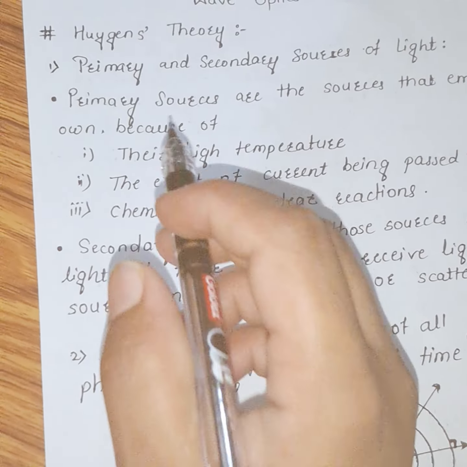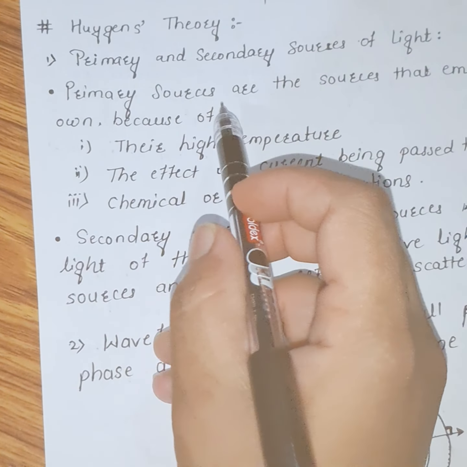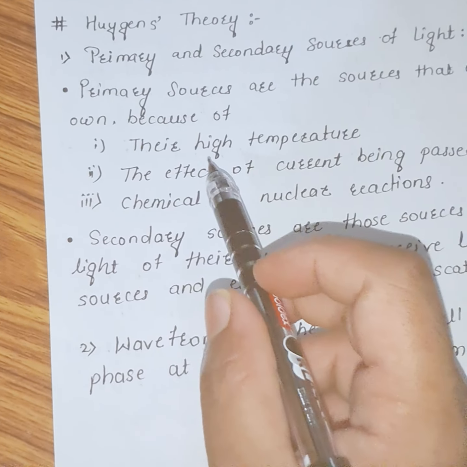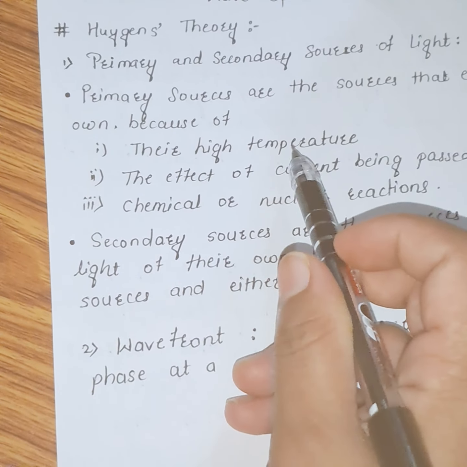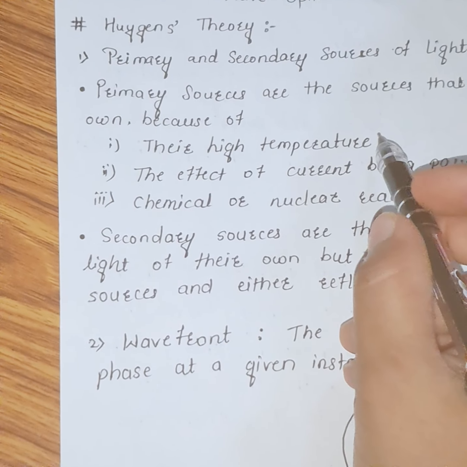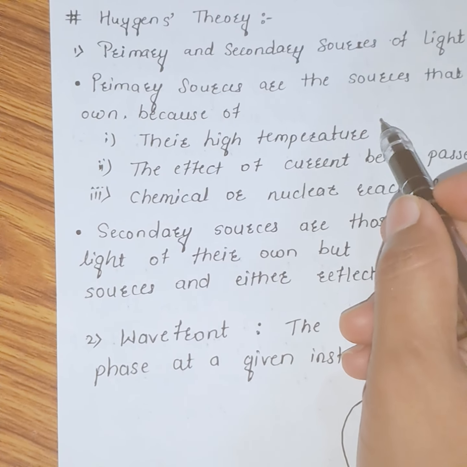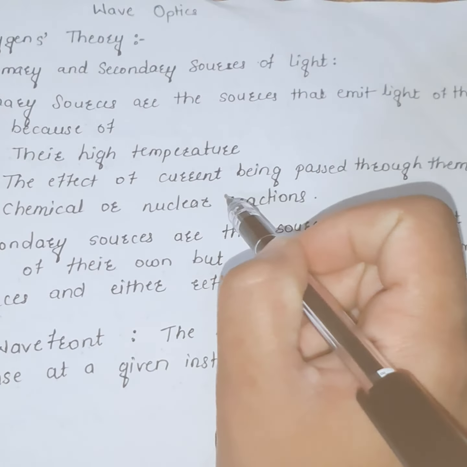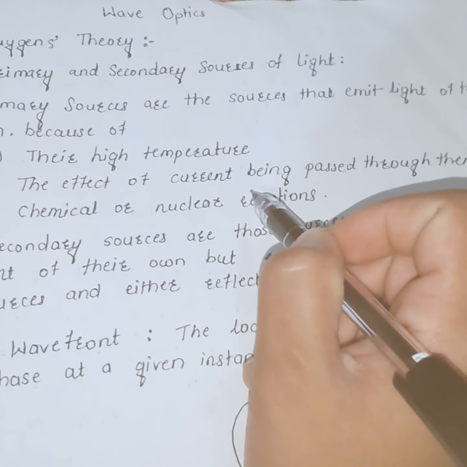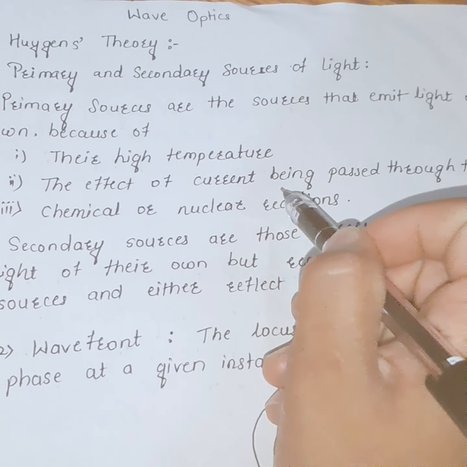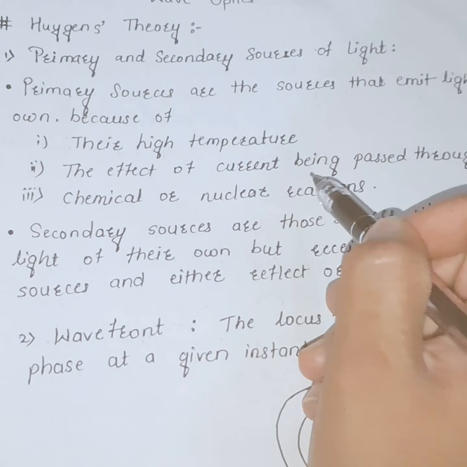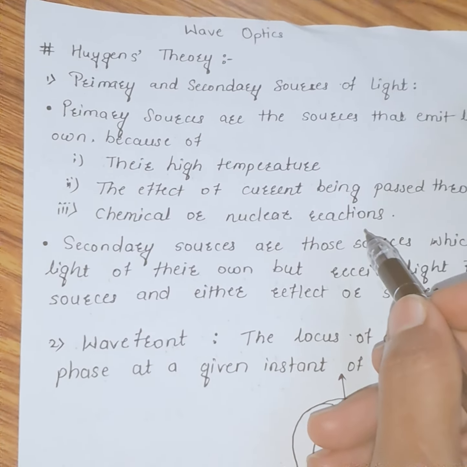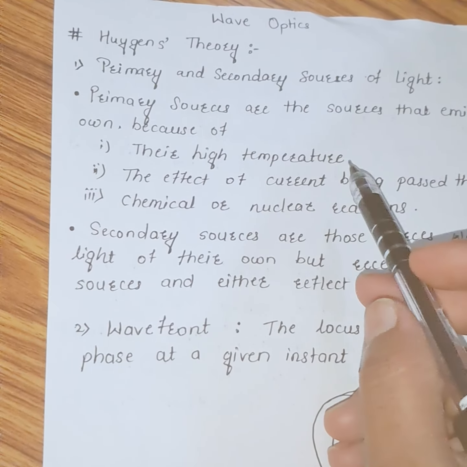First of all, what are the primary sources of light? Primary sources are the sources that emit light of their own because of their high temperature. Examples are the sun and stars, which have their own very high temperature. Second, the effect of current being passed through them, like a tube light or TV. Third is a chemical or nuclear reaction which generates energy. These are nothing but primary sources of light.